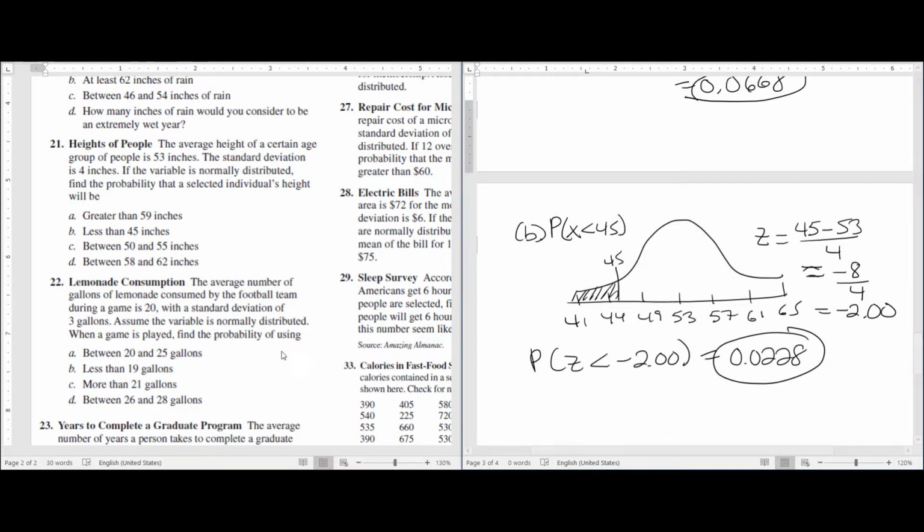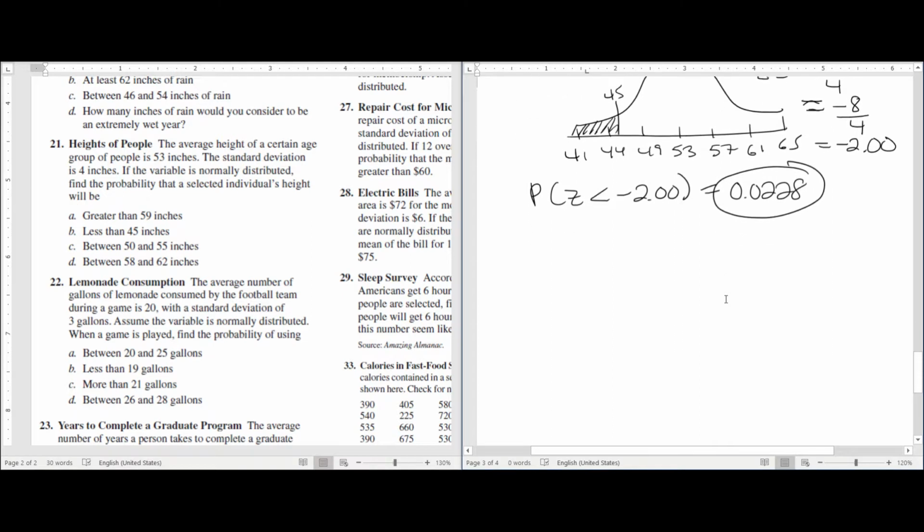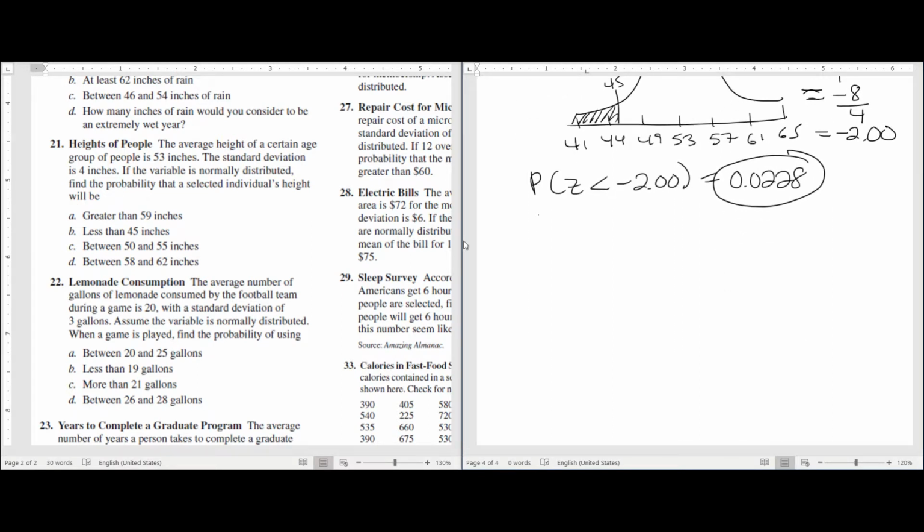All right, I'm going to do one of these parts. I'm not going to do both of those. I'm going to do either C or D, so I'll just choose C because C and D are basically the same type of problem. So we want the probability that the height X is between 50 and 55.